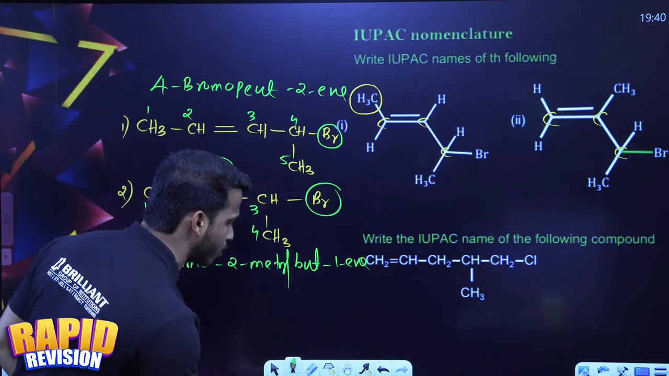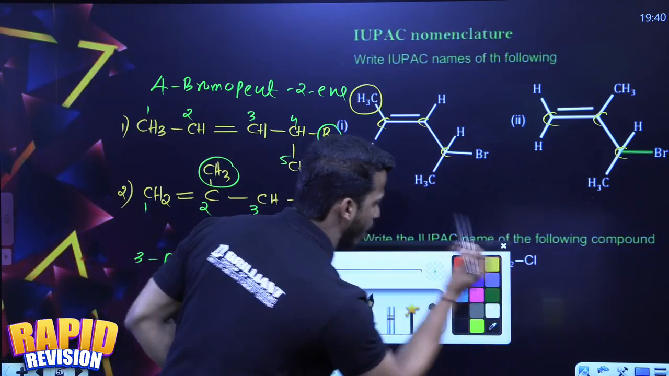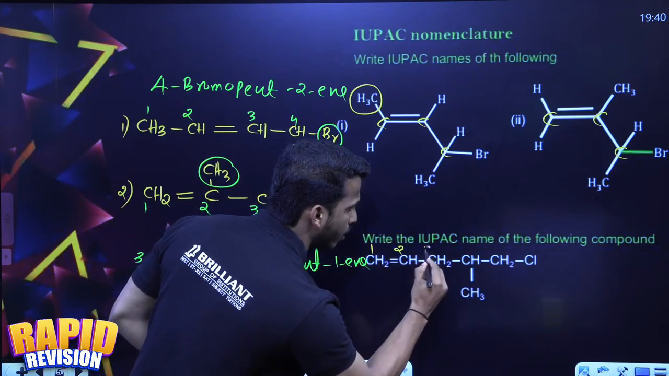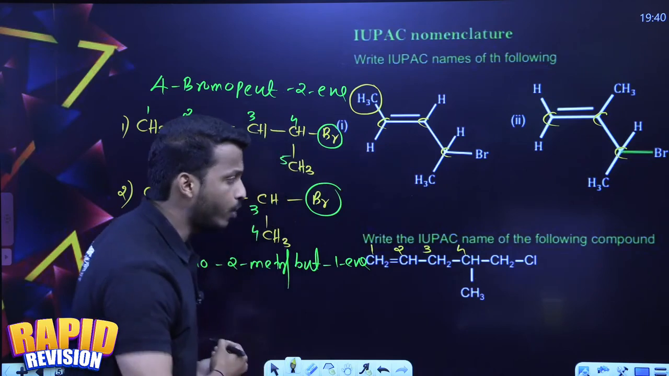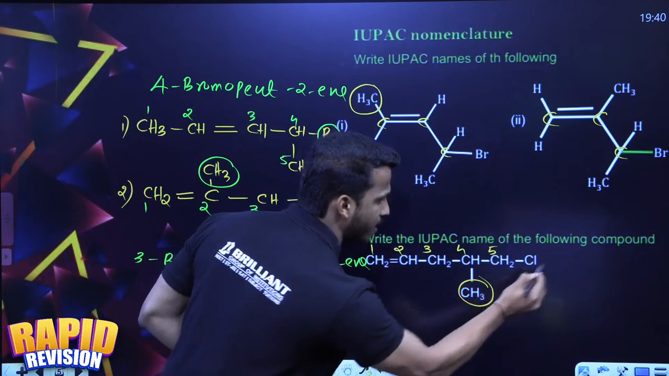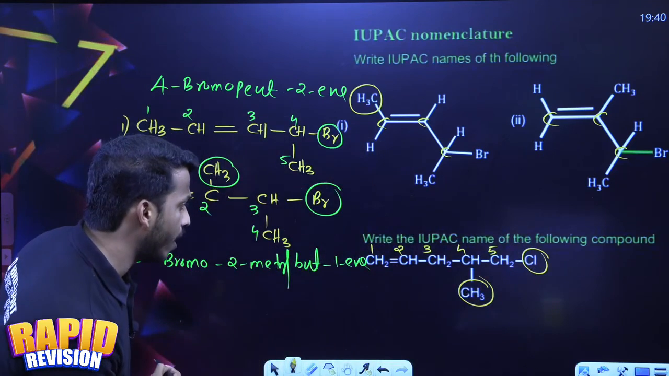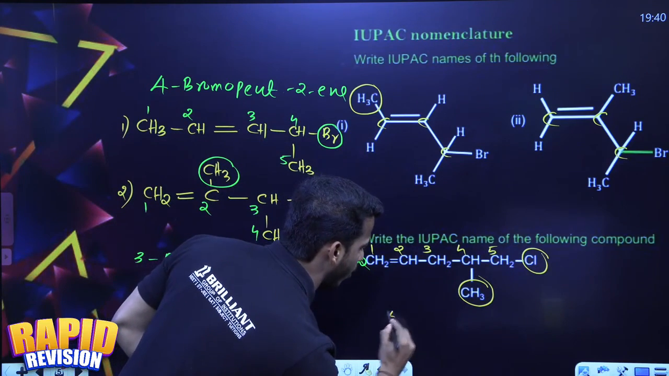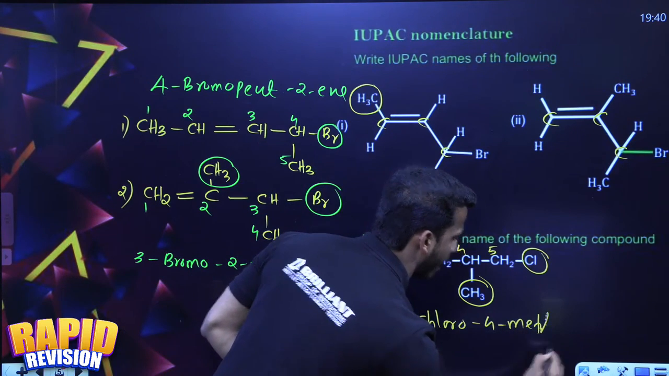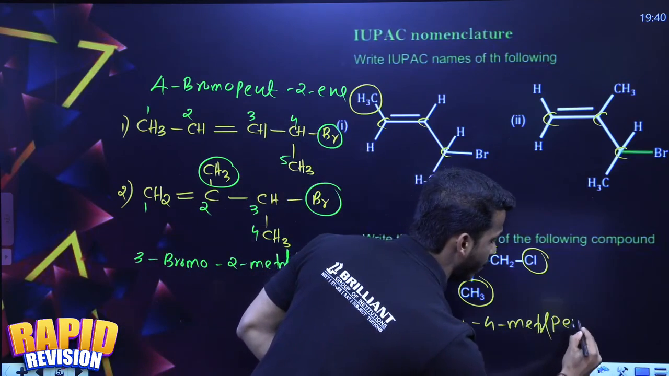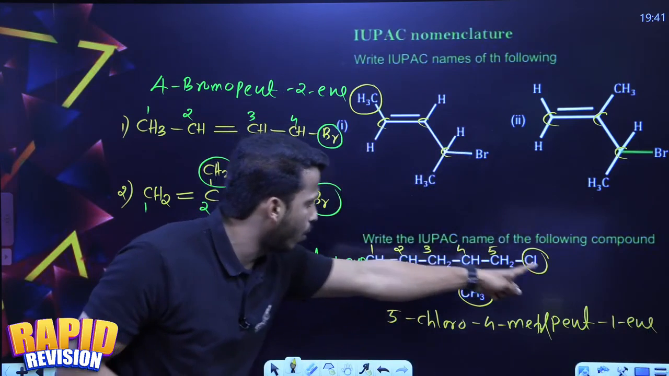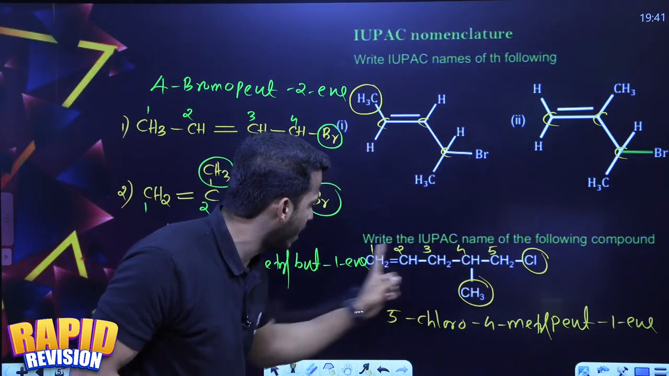What is the answer for this question, dear all? Please observe this question. From where can we start numbering? 1, 2, 3, 4, and here we can make it 5. There is a methyl group and chlorine. What is the name of this compound? 5-chloro, and we can place 4-methyl, and total how many carbons? 5 carbons. Where is the alkene? First position alkene. 5-chloro-4-methylpent-1-ene.